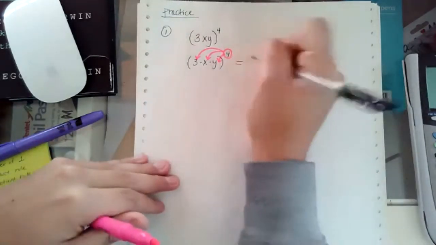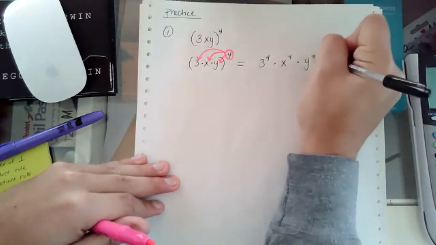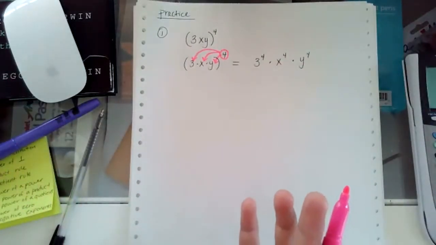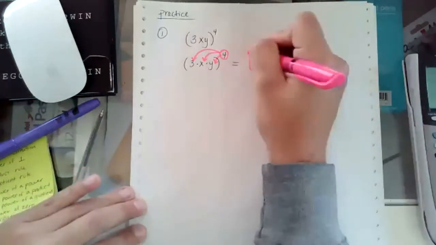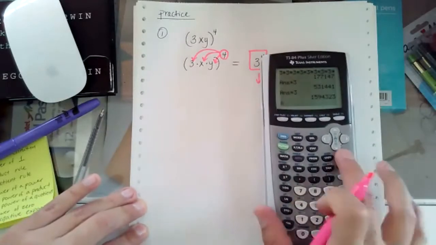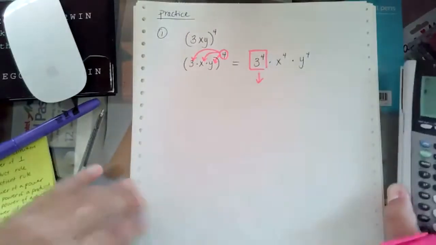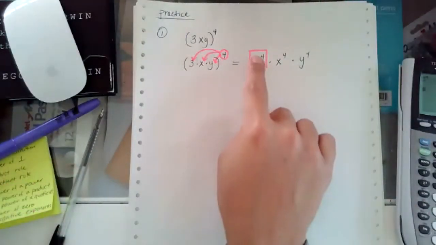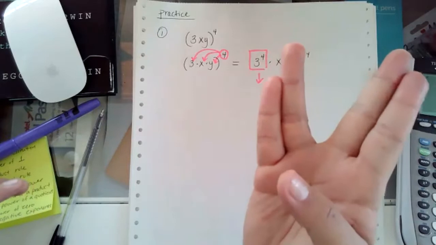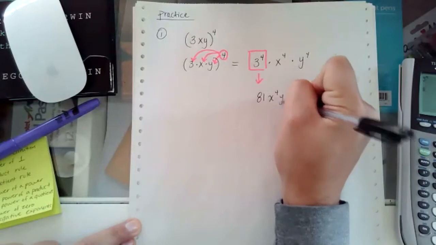So we can write this as 3 to the 4th power times x to the 4th power times y to the 4th power. And since these are variable expressions, we can't really do anything with them. But we can simplify 3 to the 4th power using our handy dandy notebook or calculator. 3 raised to the 4th power is 81. And that should make sense because 3 times 3 is 9, and then 3 times 3 is 9, and 9 times 9 is 81. Okay, so we should get 81 x to the 4th, y to the 4th.